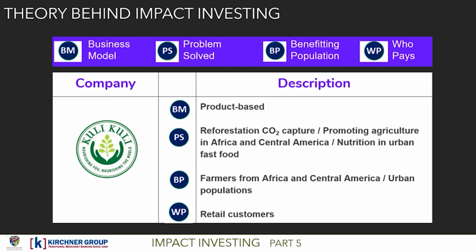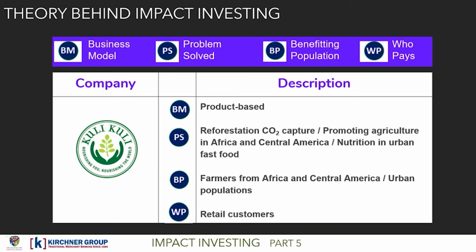The problems that they are solving are many. For example, they solve the problem of deforestation, helping plant a lot of trees, and with that, generating some CO2 capture. They also promote agriculture in Africa and Central America, and the last problem that they are solving is the malnutrition problem in urban fast food.